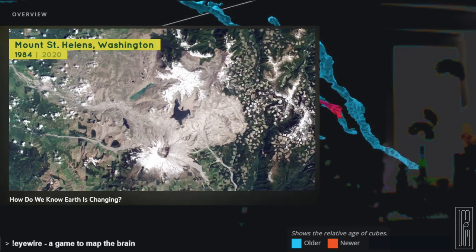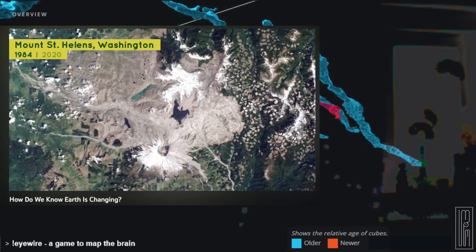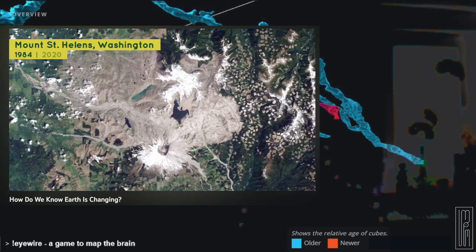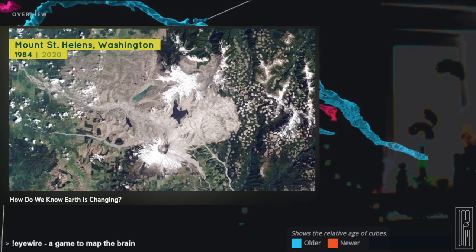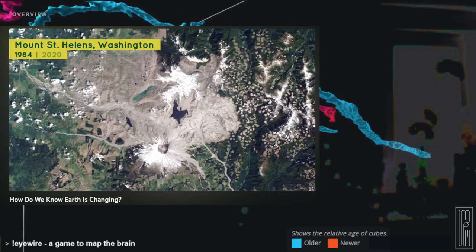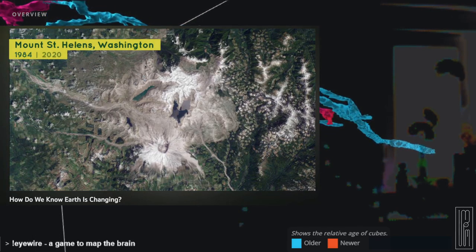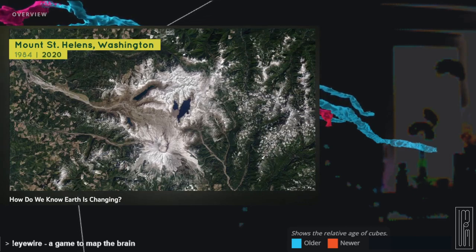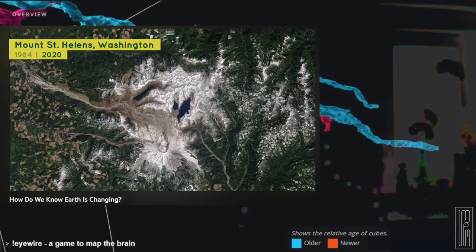Volcanoes are another natural phenomenon that can rapidly change the appearance of Earth's surface. Mount St. Helens is a volcano that had a large eruption in 1980. In this photo from 1984, you can see that the eruption destroyed a large part of the forest nearby. But in this image, from 2020, 40 years after the eruption, the region was showing many signs of recovery.